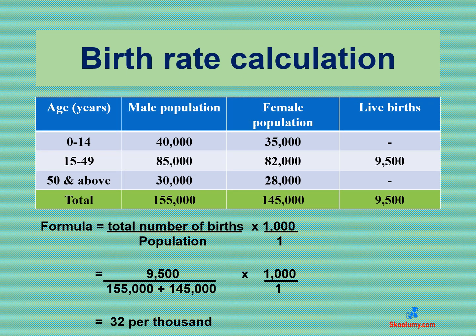We will calculate the birth rate from the following table, using the formula for birth rate. Total number of births is 9,500. Total population is 155,000 plus 145,000, which is 300,000. The birth rate is 9,500 divided by 300,000 times 1,000. The answer is 32 per thousand.